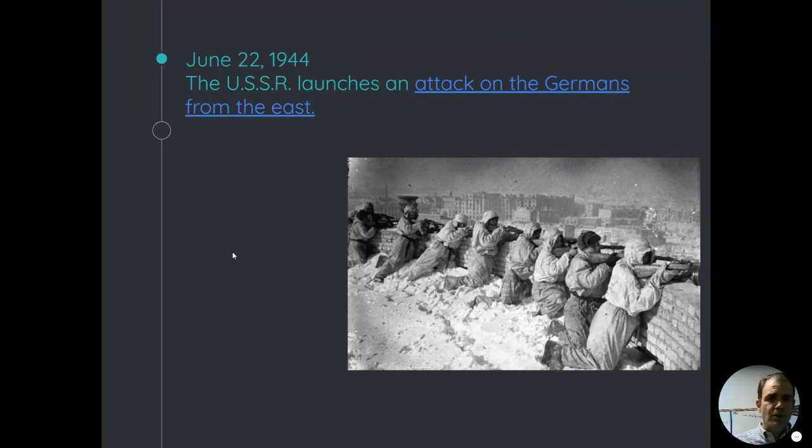On June 22nd of 1944, the USSR launches an attack on the Germans from the east. Okay, so what we have is Russia coming in from the east, and France, Britain, and the United States and Italy coming in from the west, and they're kind of pushing back. So Germany has been expanding out, but as they expand, their army gets thinner, right? They're spreading out, and so they're not as concentrated. So now when they're being attacked, they need to regroup, and so they're being pushed back towards Germany.